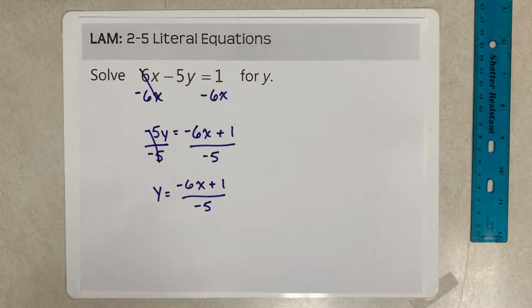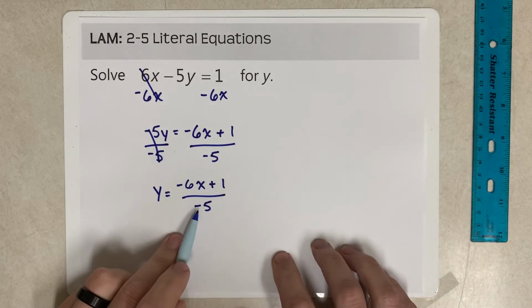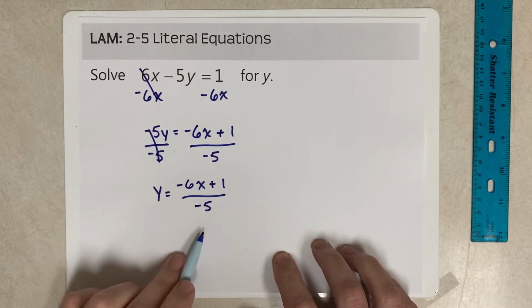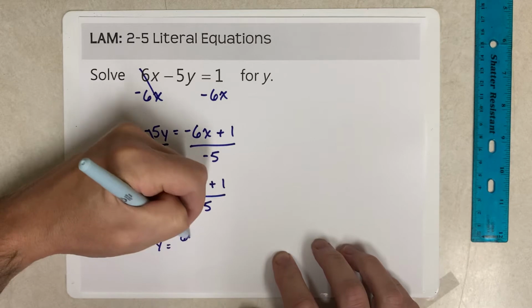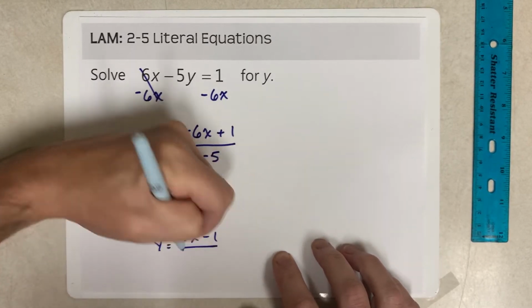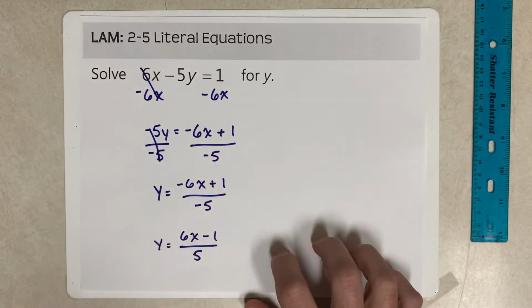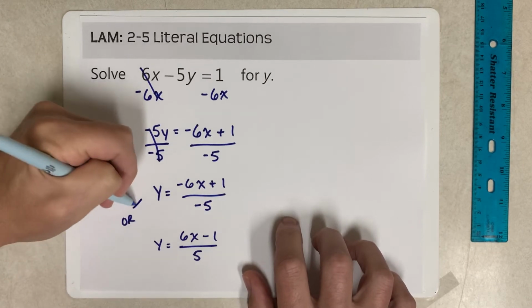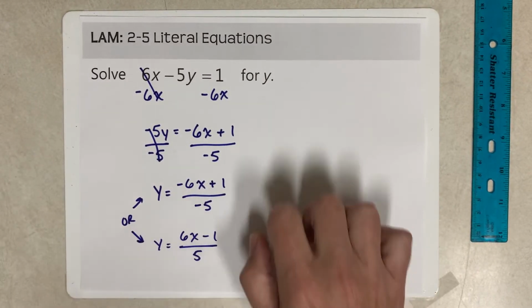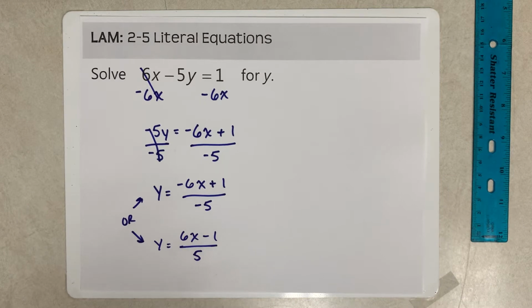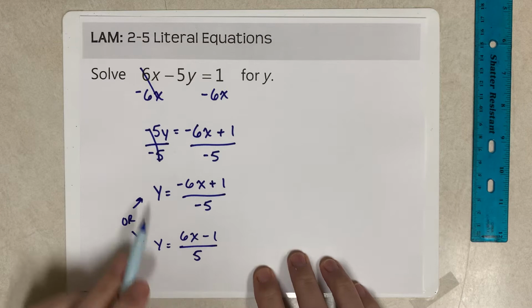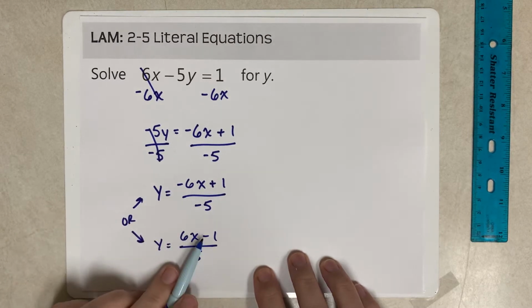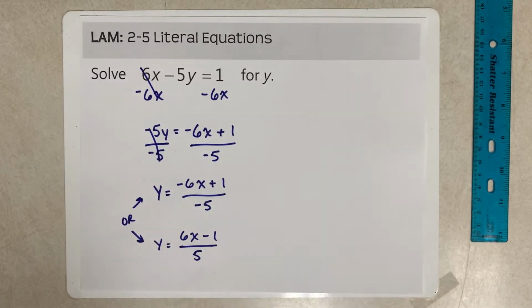Now let's see if we can write this a little bit differently too. Because you have this negative here, if you multiply everything by negative 1, which is completely legal, you would actually get y is equal to positive 6x minus 1 over positive 5. And either of these answers are okay. Neither one is any better than the other, but in the back of a textbook, they would probably write it like this because they're minimizing the two negatives as just one right there. So just something to think about.